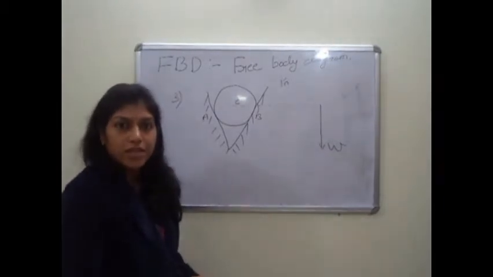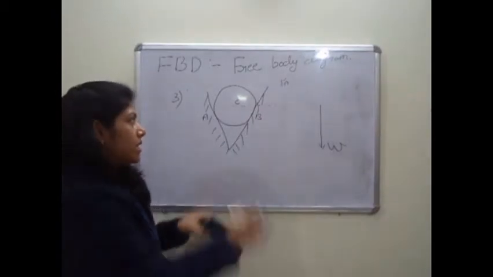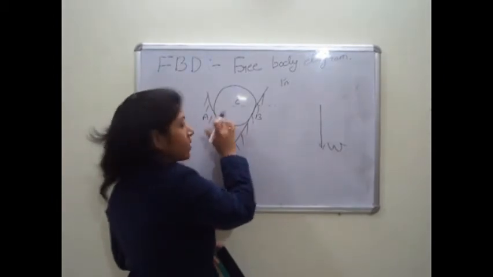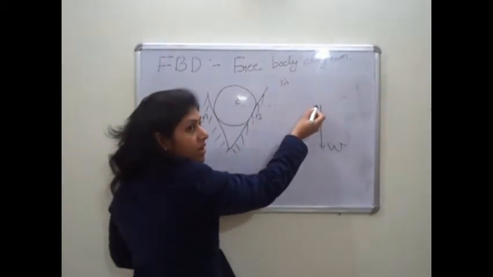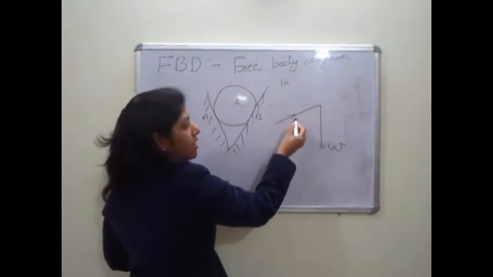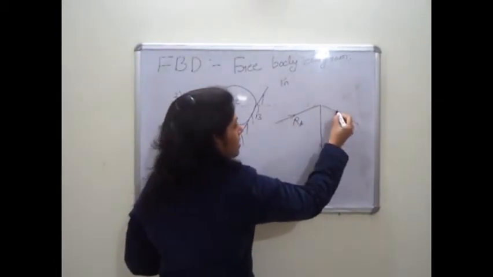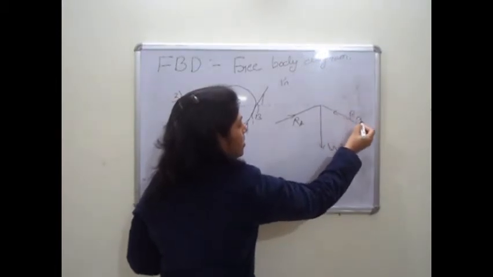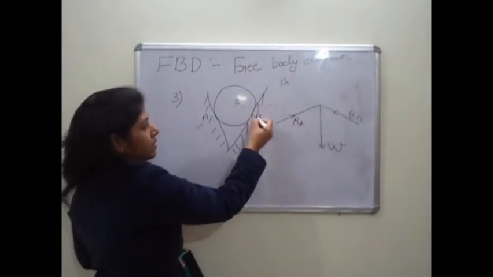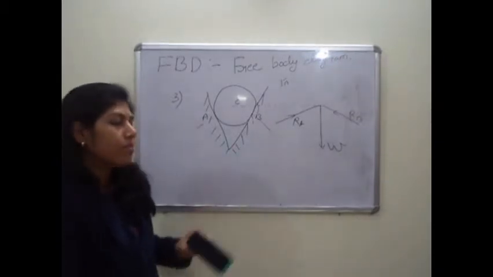There is no externally applied force, but the body is resting at two points, point A and point B. So there will be reaction RA and reaction RB, perpendicular to that surface, in this direction and this direction. So this is the free body diagram of that particular example.